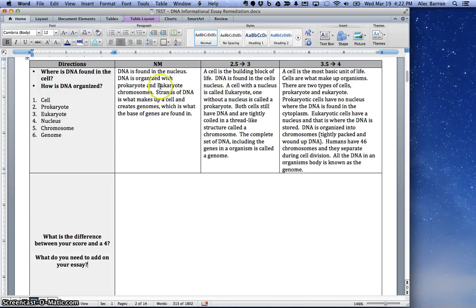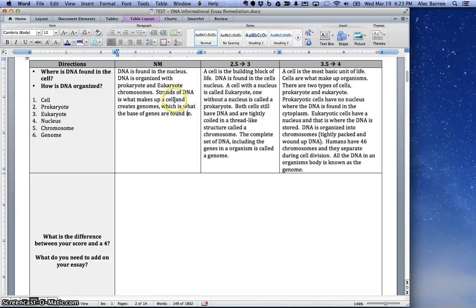So when you look at the no-mark scholar, the no-mark scholar wrote, DNA is found in the nucleus. DNA is organized with prokaryote and eukaryote chromosomes. Now, that doesn't make any sense. There's no difference between prokaryote and eukaryote chromosomes necessarily. Maybe the type of organism determines the shape of the chromosome, or how long that strand is, but that doesn't make much sense. Strands of DNA is what makes up a cell.